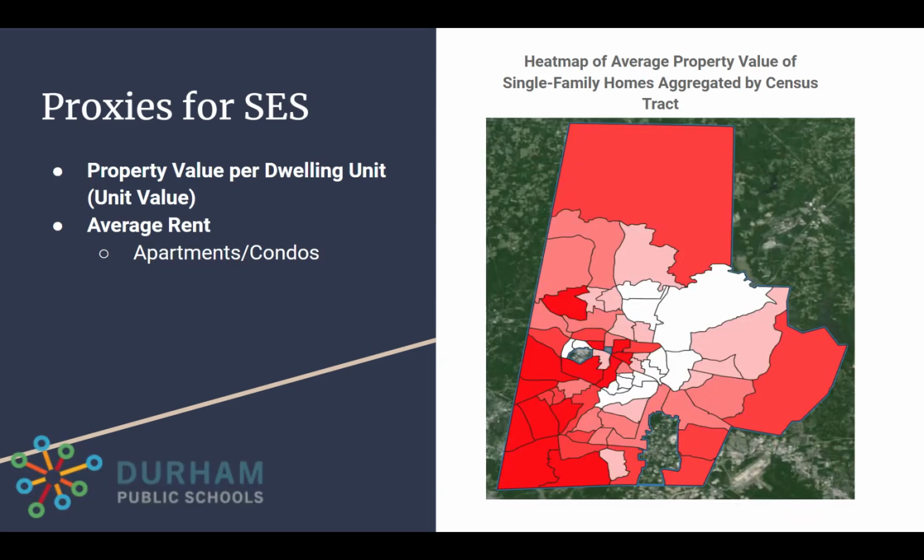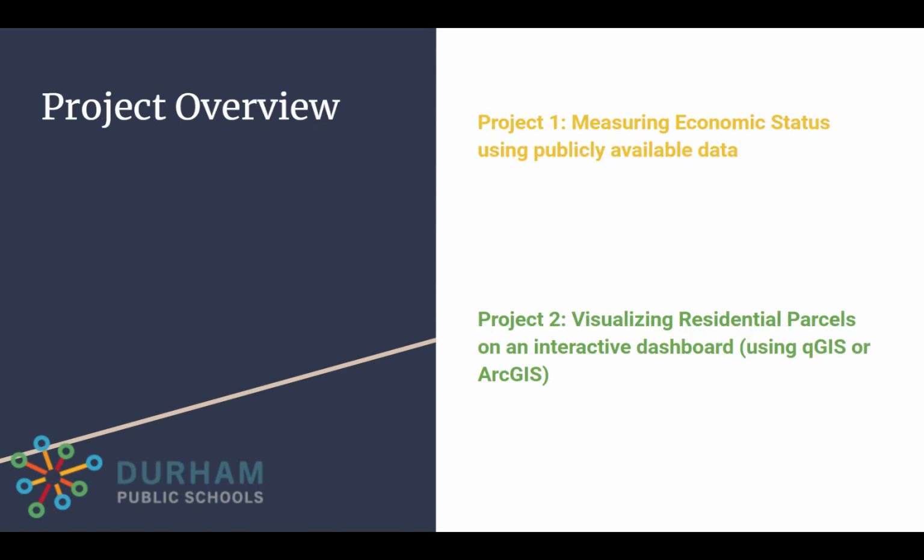So, as I stated before, we have two proxies for socioeconomic status depending on our housing type. All parcels received an analysis concerning their unit value, which is their property value per dwelling unit. But for multifamily homes, specifically apartments and condos, we chose to further analyze their average rent, which we got from our census data. To the right, you can see one of the possible outcomes for our analysis that can be used by DPS, which is a heat map of average property value of single family homes aggregated by census tract. This is one of the outcomes that we generate using our dashboard, which we'll talk about later.